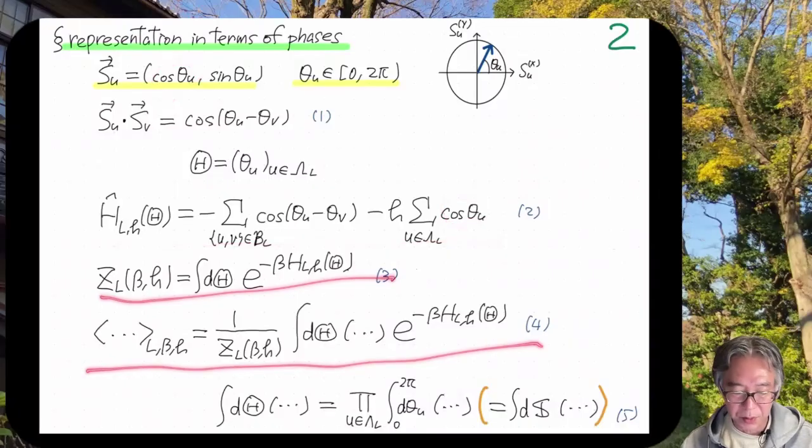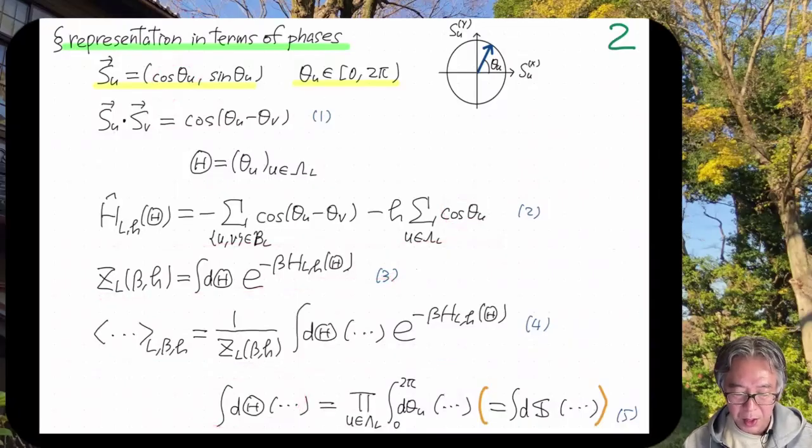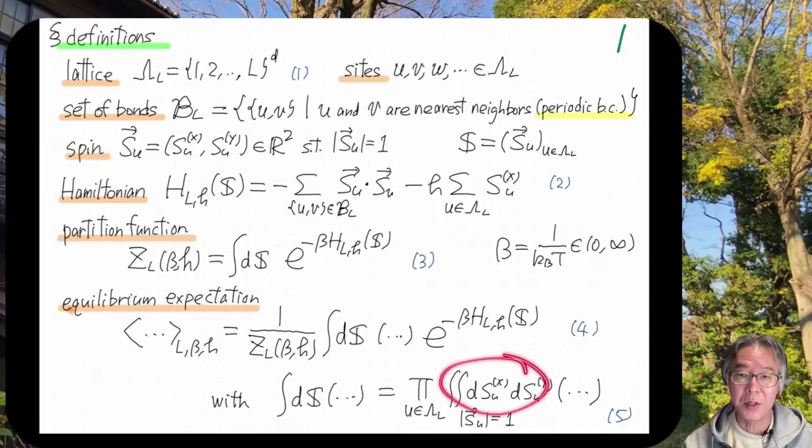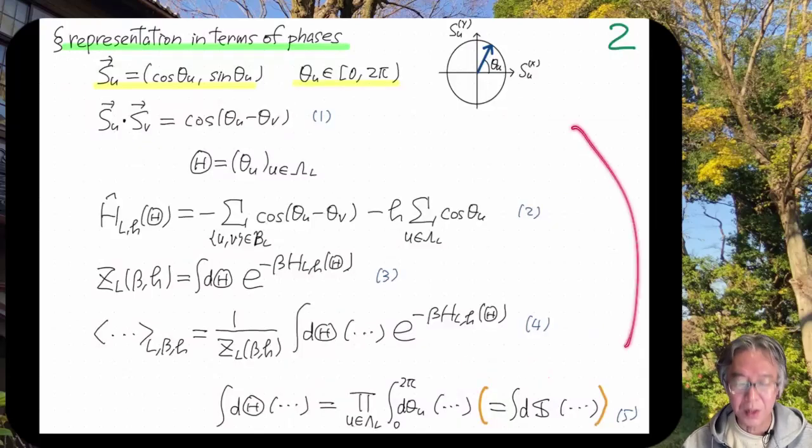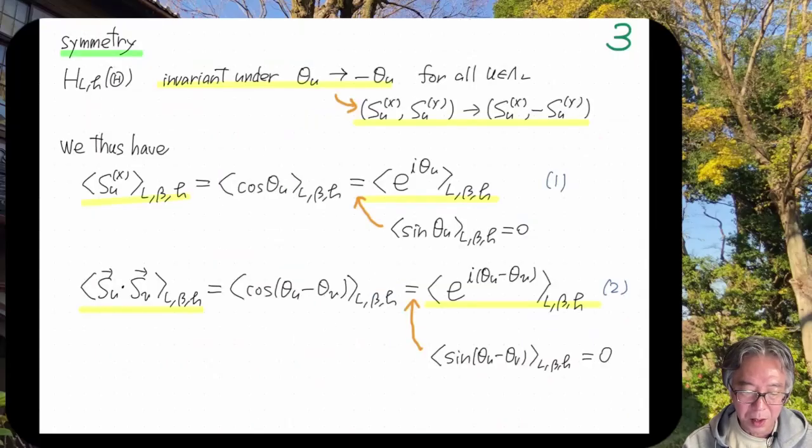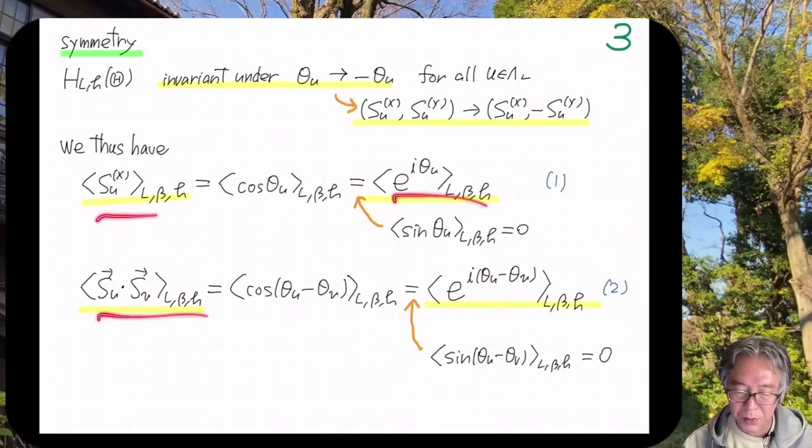This is the expectation value, and here this d theta simply denotes the integration over all these angles from 0 to 2 pi. And of course, this is exactly the same as this thing, and it is much more convenient to use this theta representation. So we are going to use this theta language throughout this mini course. And finally, you can derive some useful expressions.